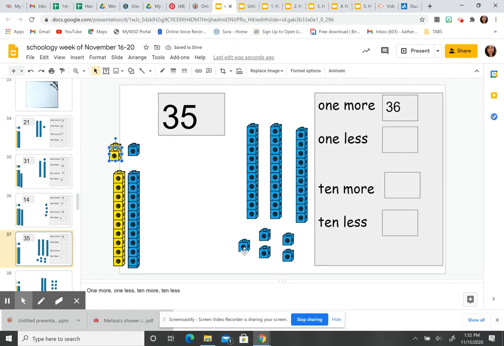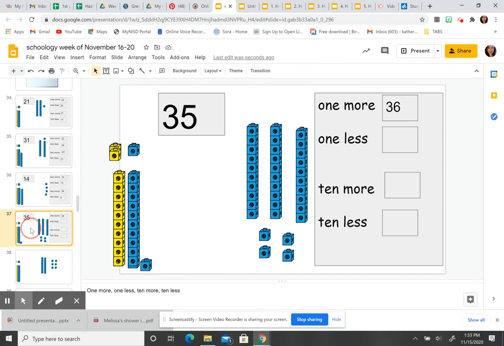One less. So we need to take away 1 cube. Okay, go ahead and figure out how much we have once we took away 1 cube to make it 1 less. Okay, you should have come up with 34. 1 less than 35 would be 34. 10, 20, 30, 31, 32, 33, and 34. Remember, I always have to reset back to my original number, which was 35.